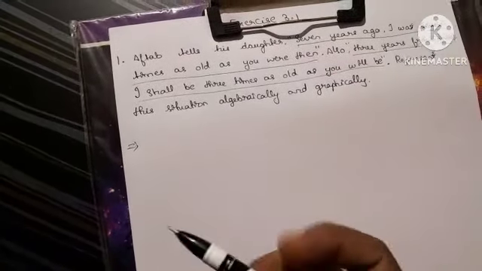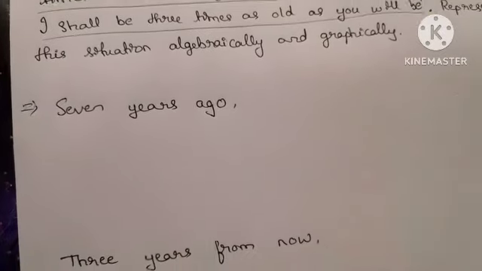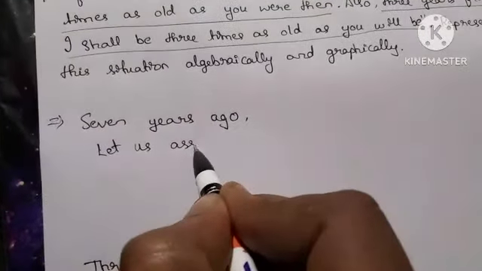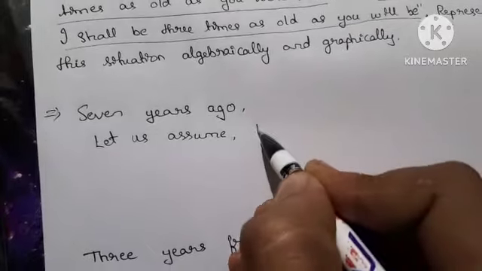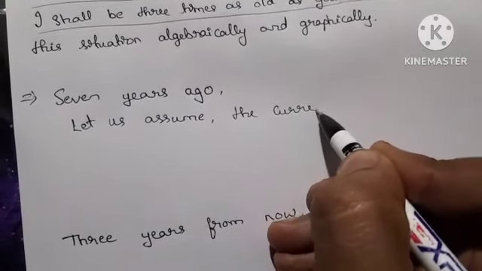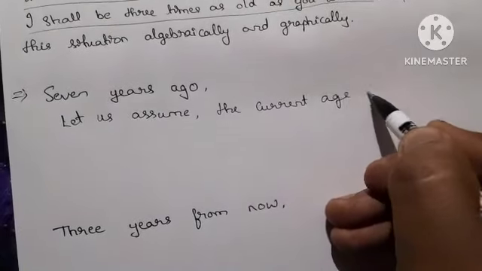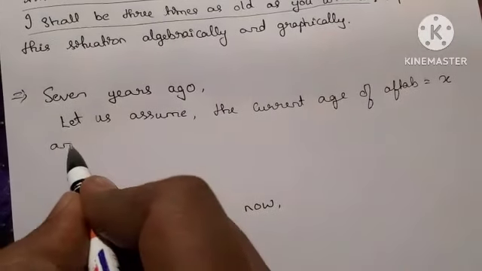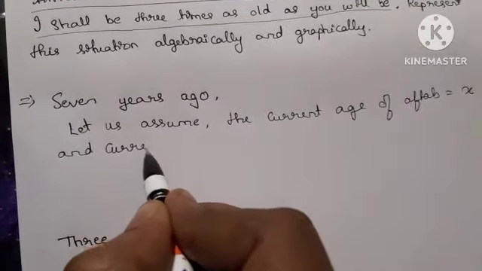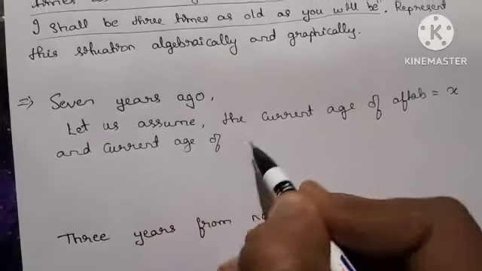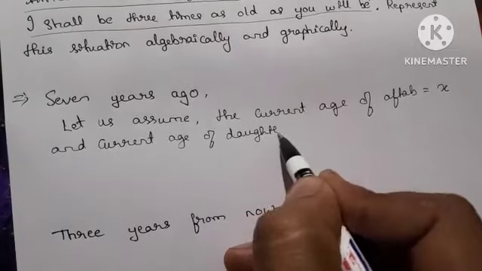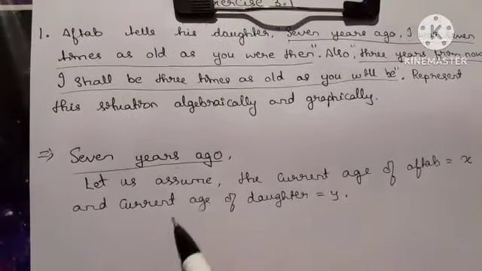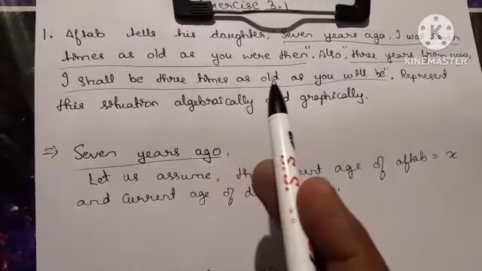First let us focus on the statements given, which are, so let us assume the current age of Aftab is equal to x and current age of daughter is equal to y. So 7 years ago he states that he was 7 times as old as she was.